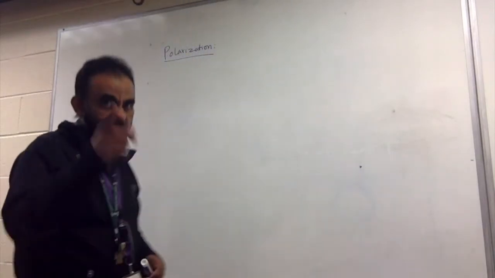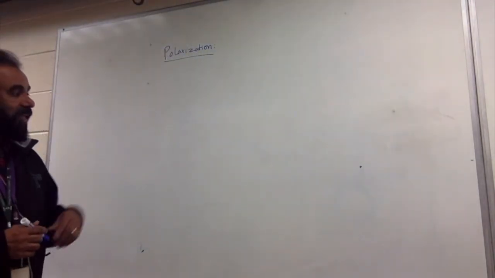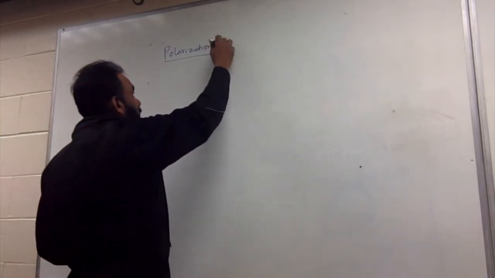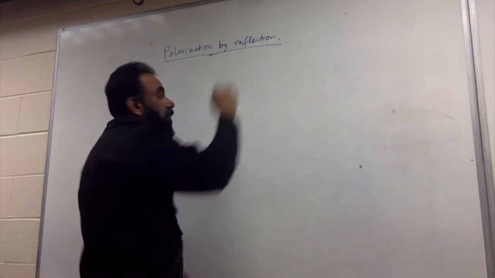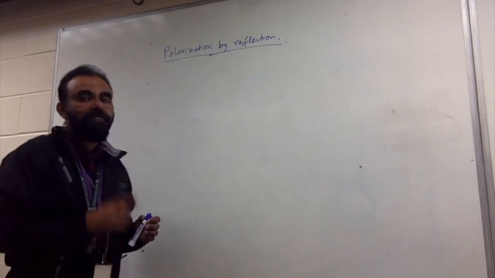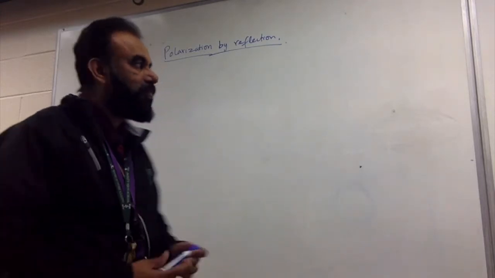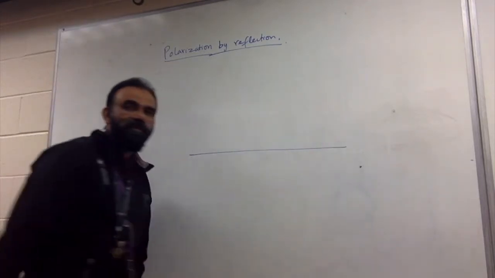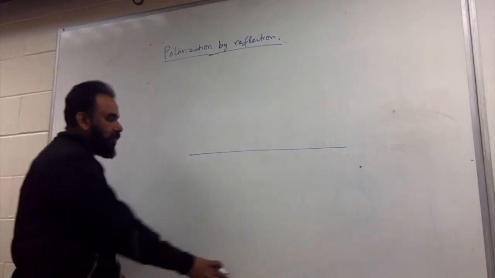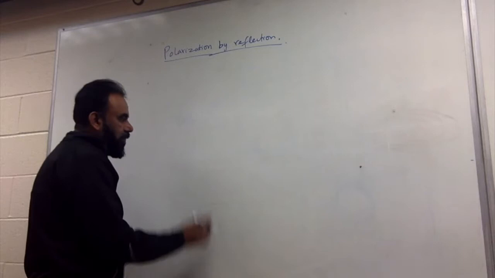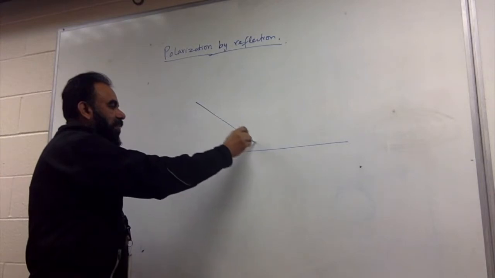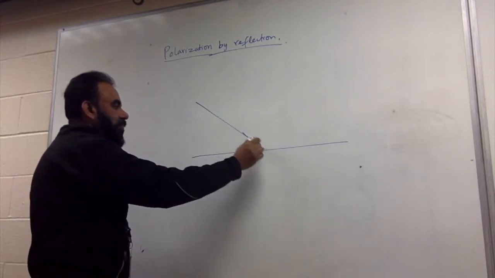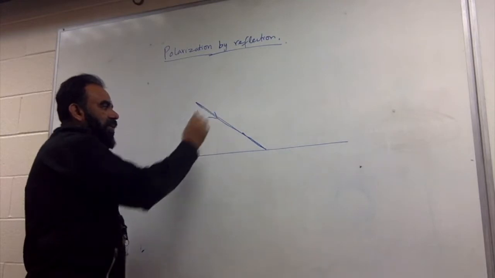Right? Where else have you seen this? Now the sunglasses you're talking about is a different one. So I'll explain that part of it. Polarization by reflection. Suppose you have glass here, and this is ordinary light coming and hitting there.